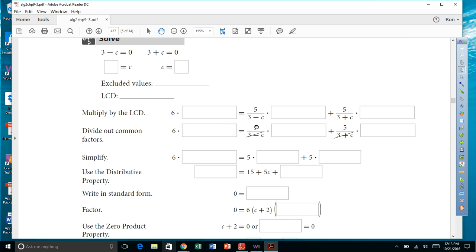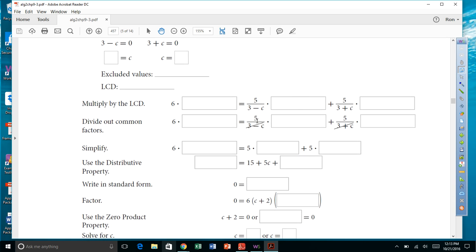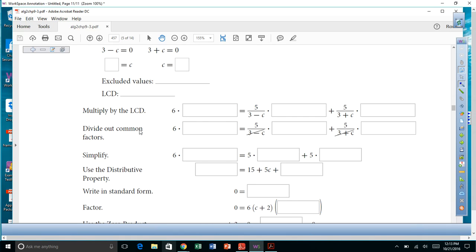Solve. Well, step 1 is find the extraneous values. And the way we do that is we look and see what's in the denominator. And you got 3 minus c in the denominator and 3 plus c. So if we add c to both sides, then we got 3 equals c. If we subtract 3 from both sides, we got c equals negative 3. So the excluded values are 3 and negative 3.